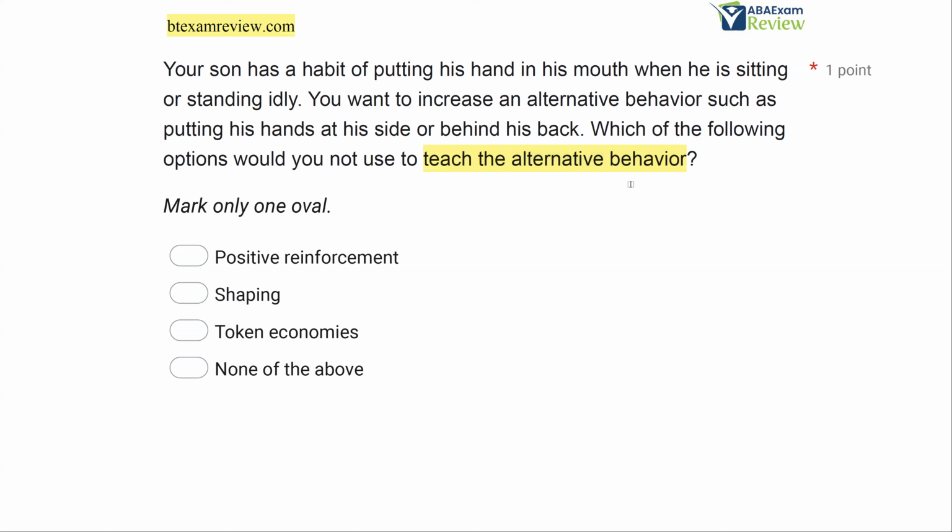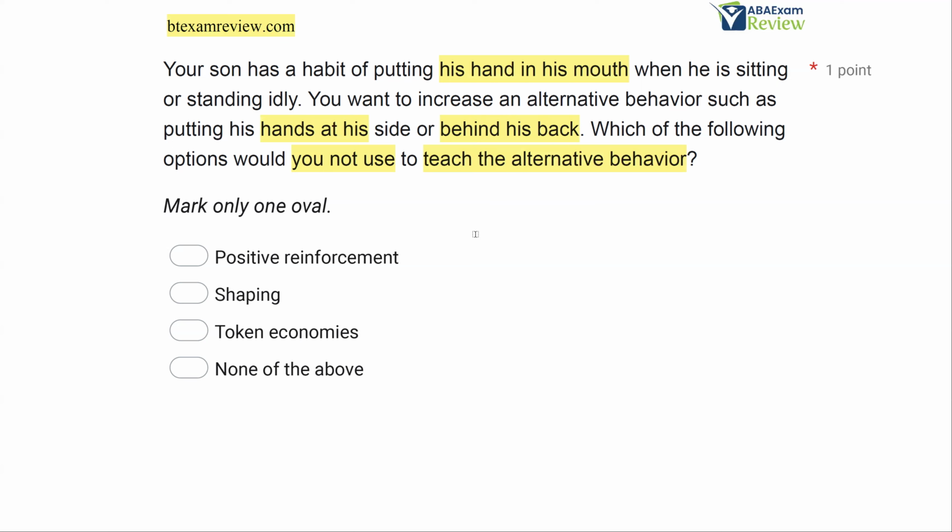Well, we need reinforcement, right? In order to teach something, we want to reinforce a behavior to increase that behavior, especially if it's a new behavior. If it's a new behavior, we're typically going to use some sort of continuous reinforcement schedule or some sort of thick reinforcement schedule where a lot of reinforcement is delivered in a short amount of time. So this question is just simply asking, do you understand what we need to teach? Because the question wants to know, what would you not use? Because you want to teach an alternative behavior to putting hand in mouth, like putting hands aside or behind his back. And so we need to reinforce putting hands aside or putting hands behind back.